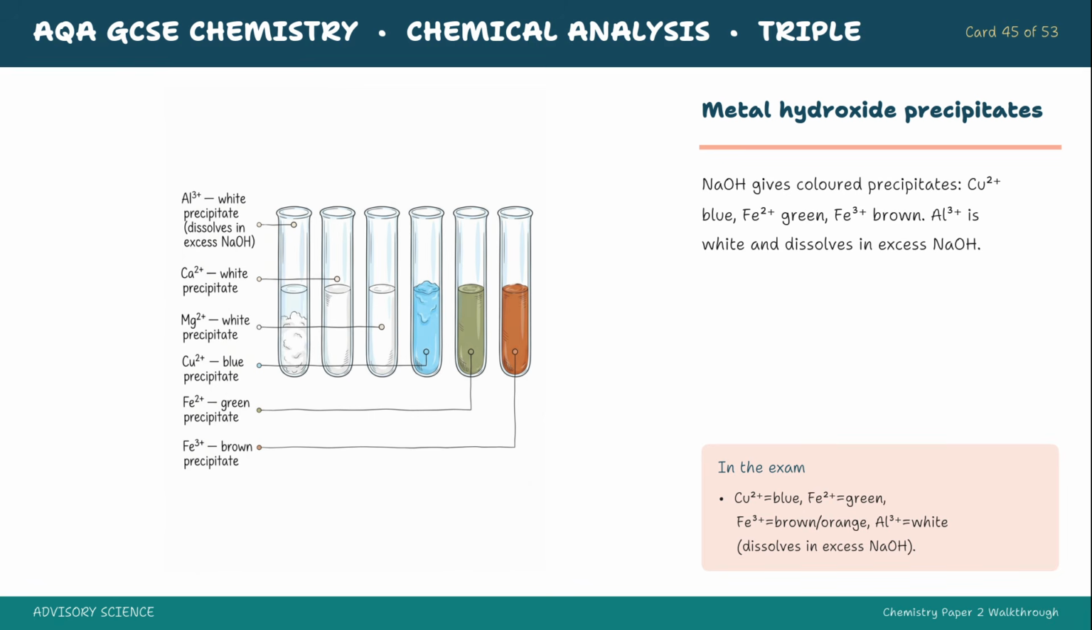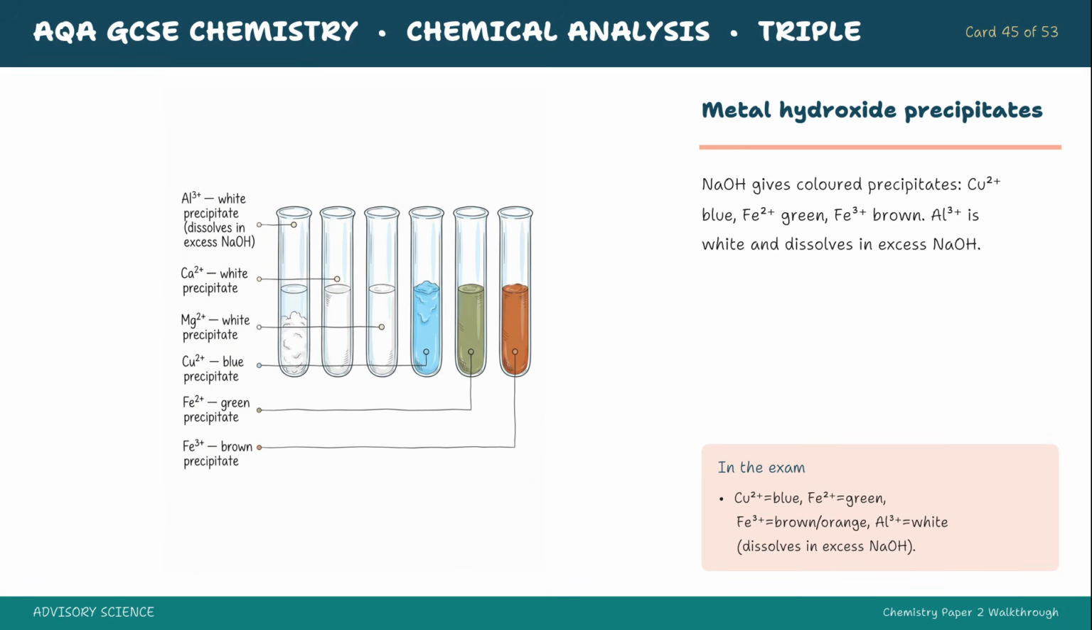Metal hydroxide tests. A second way to identify metal ions is to add sodium hydroxide solution and look for a coloured precipitate. That's an insoluble solid. Aluminium, calcium, and magnesium ions all give a white precipitate, but you can tell aluminium apart because its precipitate dissolves again in sodium hydroxide, while calcium's and magnesium's do not. The transition metals give colours. Copper 2 gives a blue precipitate, iron 2 gives a green precipitate, and iron 3 gives a brown precipitate.